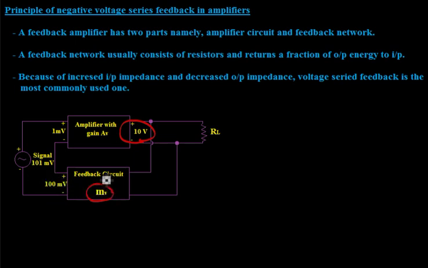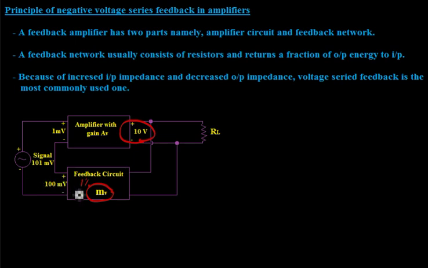So here we are feeding back 100 millivolt from a 10 volt output. That means this mV, the fraction, is 1%. 1% of the output voltage is fed back to the input. Here the input signal has a voltage of 101 millivolt.